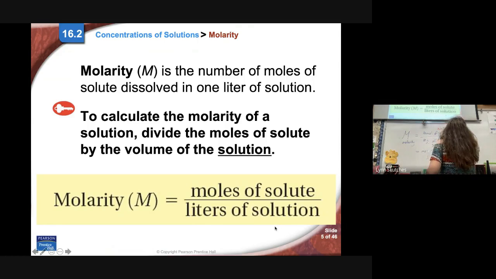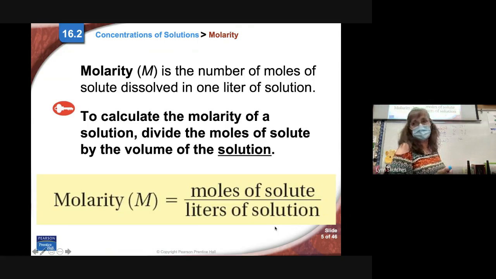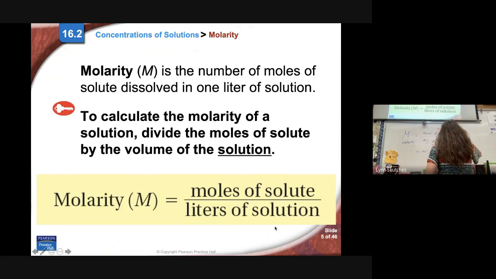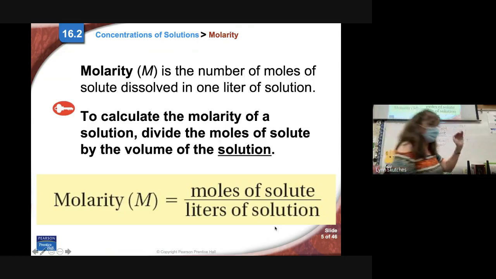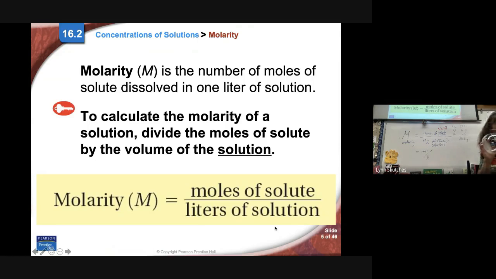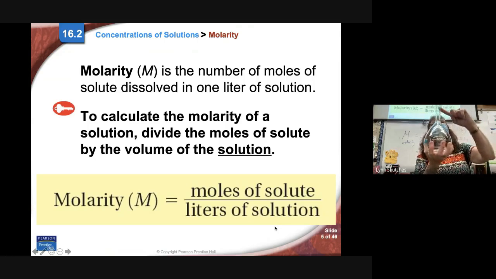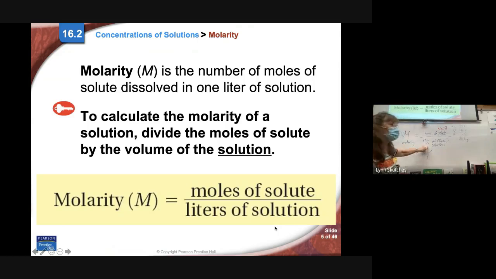Okay, so if I want 1 mole of sodium hydroxide, I need 40 grams. I am not going to put exactly 1 liter of water with that. I'm going to put the 40 grams of sodium hydroxide in my volumetric flask, add some water to dissolve it, and then eventually fill it up to this line. So I have a liter of solution.